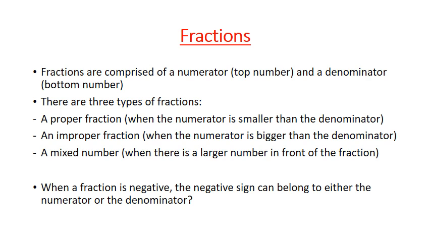And just recapping the three different types of fractions, you have a proper fraction where the numerator is smaller than the denominator. You've got an improper fraction where it's flipped around the other way, so the top number is bigger than the bottom number. And you've got a mixed number where you have a fraction and you have a whole number out the front of that fraction. And just to recap, when a fraction is negative, the negative sign can belong to either the numerator or the denominator. It doesn't really matter, it still makes it a negative fraction.